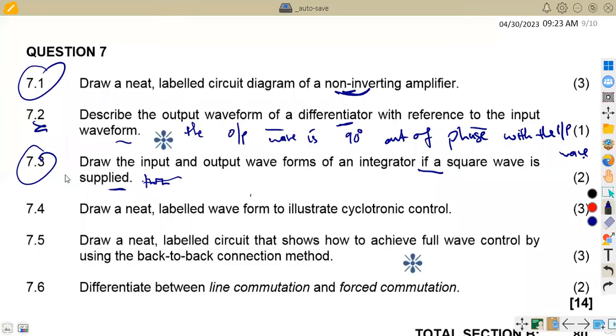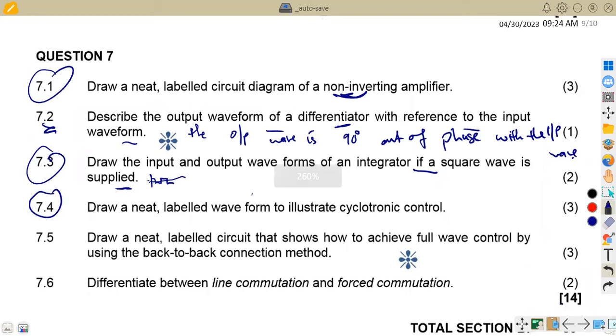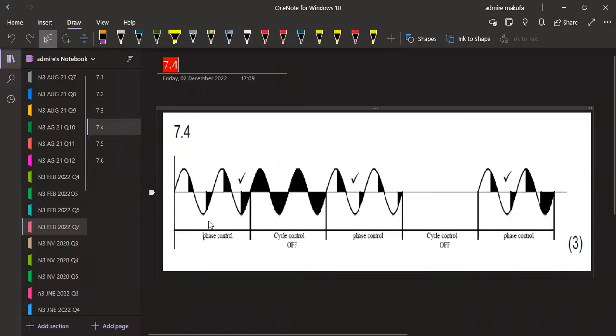7.4, we are asked to draw a neat labeled waveform to illustrate cycle control. All right, let me check what I'm having here, guys. All right, so this is what I am having on the output, and on the input, we have got the phase control, then the cycle control off, then the phase control, then the cycle control off, phase control, and so on and so on. So this is what you're going to have throughout. All right, so this is the waveform that we are having.